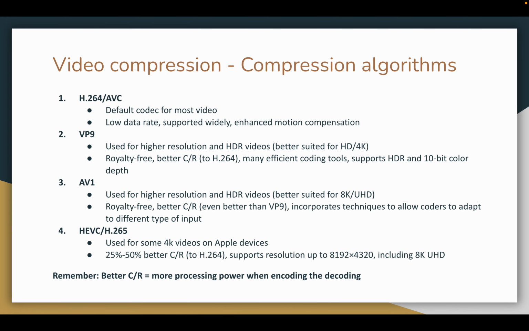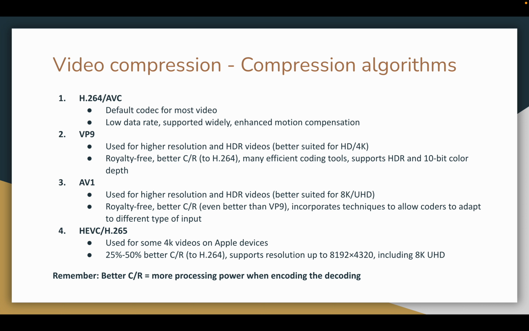Now, let's move on to video compressions. YouTube uses four main video compression algorithms. First is H.264 or AVC. This is the default codec for most videos. It provides a low data rate for high quality pictures. It is widely supported across applications, devices and browsers. It also provides enhanced motion estimation and compensation compared to previous standards such as H.261 or 263.